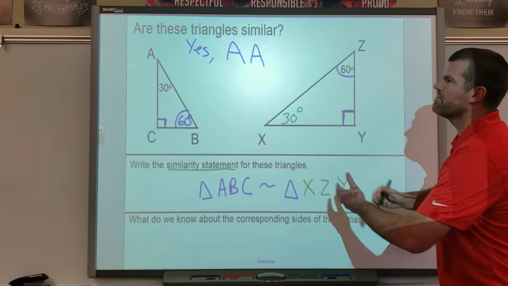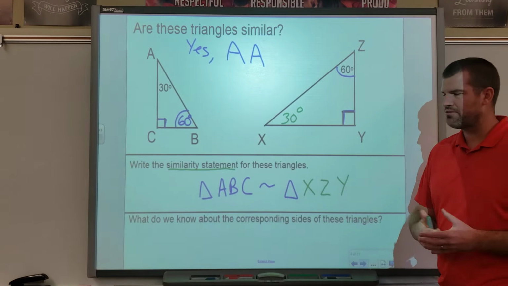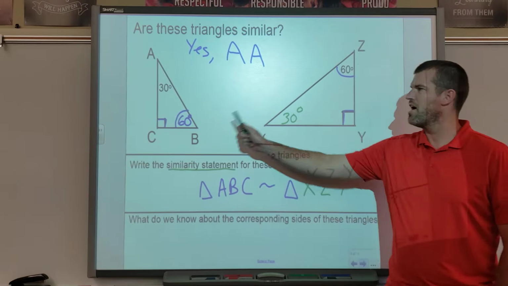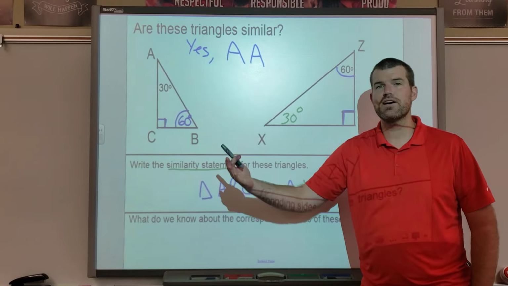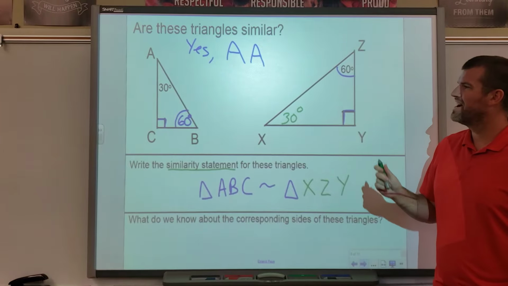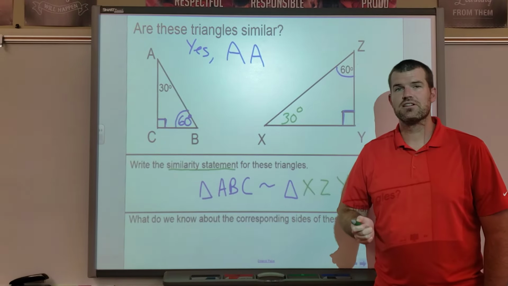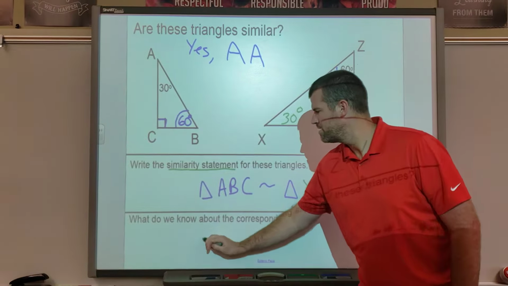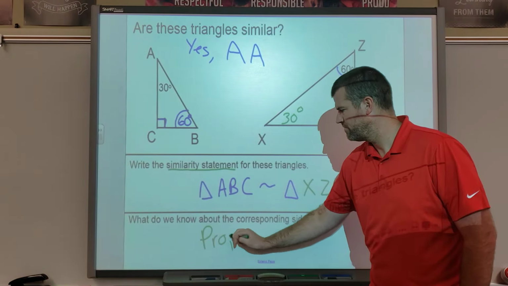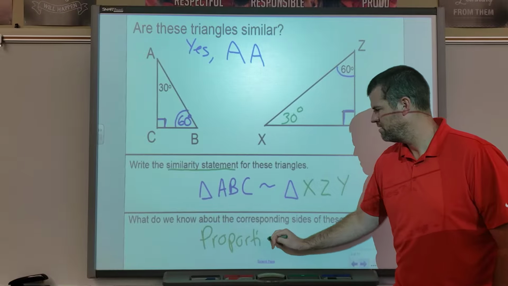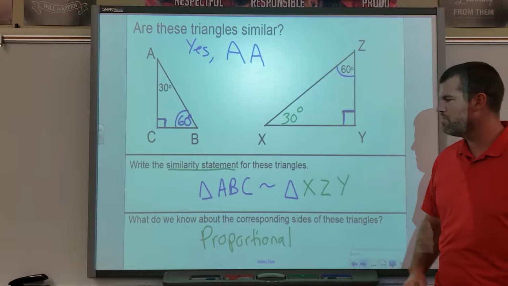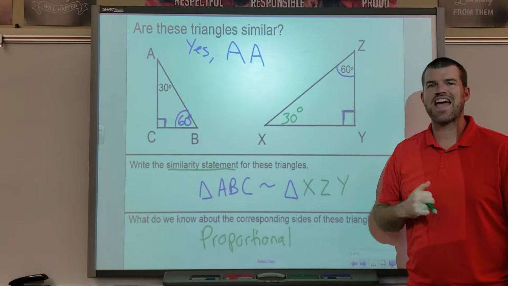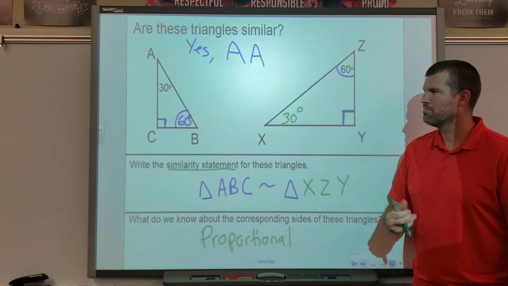Now, we don't have anything about the sides on here, right? We just used angles. But what do we know about the corresponding sides of these triangles? Even though we don't have any measures, we know because these triangles are similar, the sides must be proportional. Or, based on what we've done in class prior to this, we know that the sides will have the same scale factor. They will be proportional.